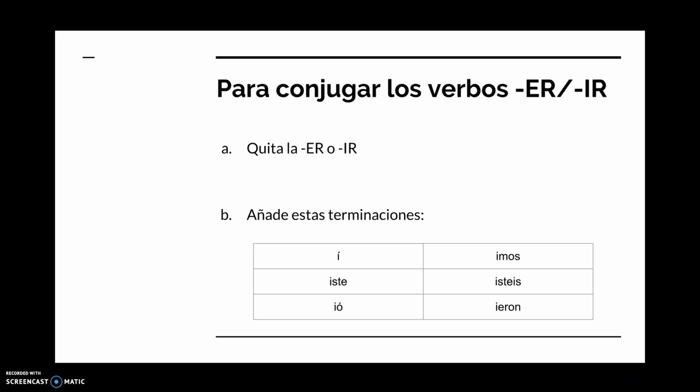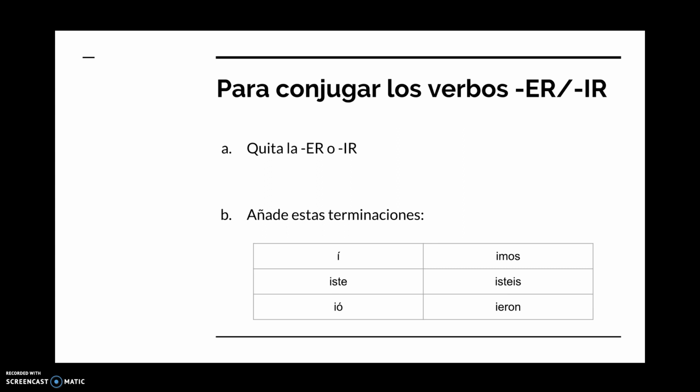Para conjugar los verbos er o ir en el pretérito, you need to quita la er o ir, get rid of the er or ir, and of course, añade estas terminaciones, add these endings. For the yo form, í; for tú, iste; for él, ella, usted, ió; for nosotros, imos; for vosotros, isteis; and for ellos, ustedes, ieron.